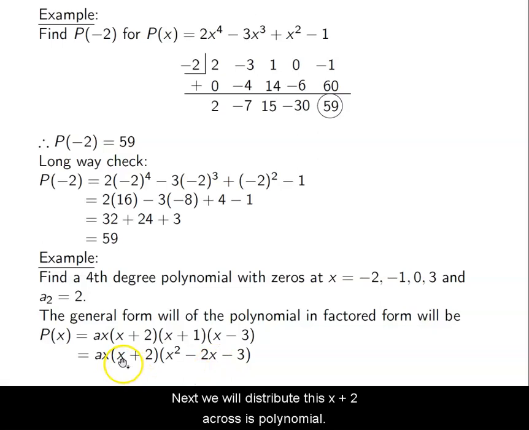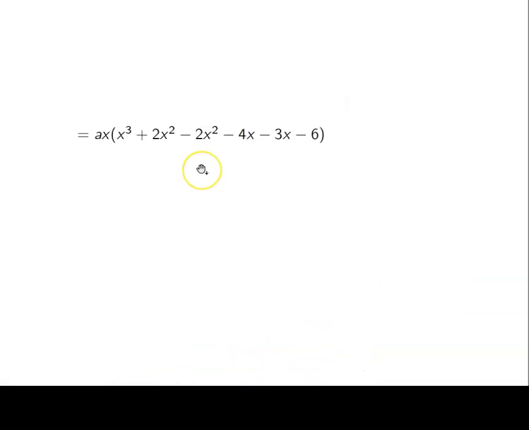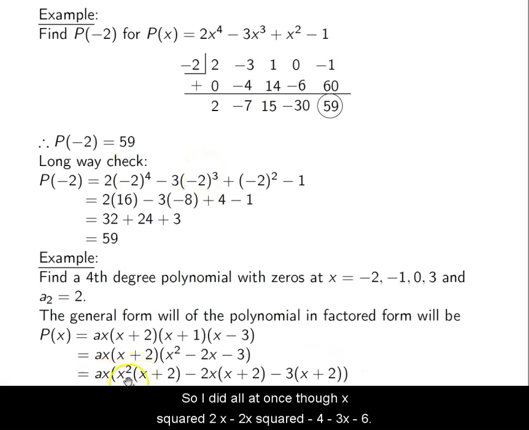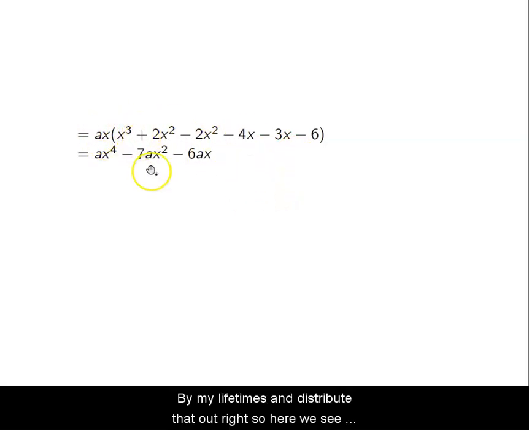Next, we will distribute this x plus 2 across this polynomial. So you get x squared times x plus 2, minus 2x times x plus 2, minus 3 times x plus 2. We can simplify that out. I did it all at once, so x cubed plus 2x squared, minus 2x squared minus 4x, minus 3x minus 6. That's what we get when we multiply that out. Next, I'm going to distribute this ax value, combine my like terms and distribute that out.